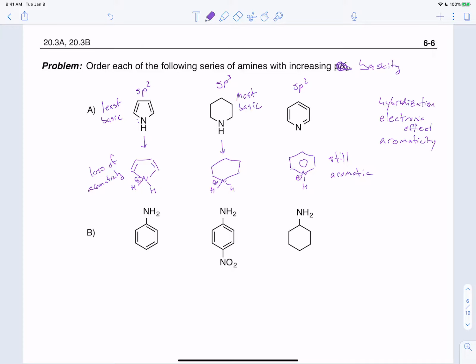To check these numbers a little bit further, we can also look up the pKa values for these conjugate acids. We can see that pyrrole is 0.4. We see piperidine is 11.2, and pyridinium is 5.2. So this is the trend as we'd expect, where something that is going to be very acidic in its conjugate acid really doesn't want to be protonated very much, so therefore the parent amine would not be very basic.